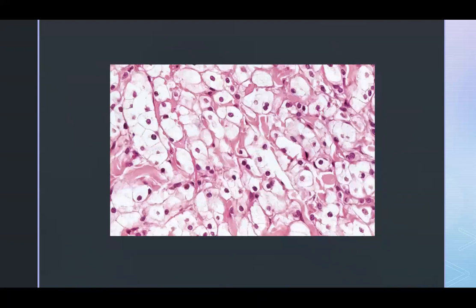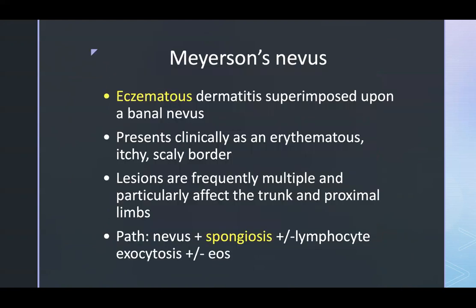So this would be difficult to tell as a balloon cell nevus just by looking at it. So you definitely want to do some IHC to look for SOX10 or Melan-A, but definitely SOX10 should highlight these nuclei if they're melanocytes. You could do an S100 as well.